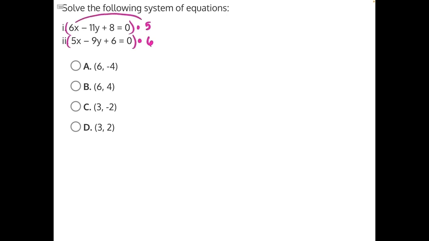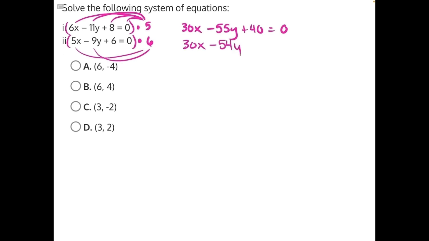6x times 5 will give us 30x. Negative 11y times 5 will give us negative 55y. 8 times 5 will give us plus 40. And then 0 times 5 is 0. Down here we'll have 5x times 6 is 30x. We'll have negative 9y will give us a negative 54y. Positive 6 times 6 will give us plus 36, and then 0 times 6 is just 0.